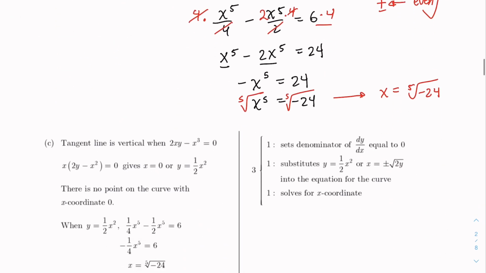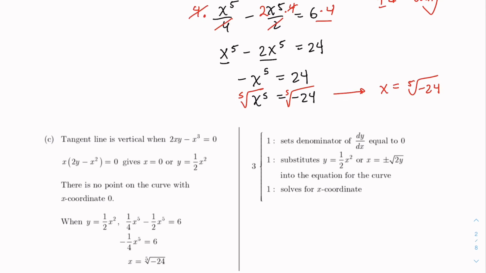Let's see how we did based on our rubric. So we got the answer. Awesome. You can pause the video here and kind of look more briefly on the left side, but I'm going to go straight to the points on the right. So we got 1 point for setting the denominator of the derivative to 0 because we wanted our slope to be undefined for our vertical tangent line.